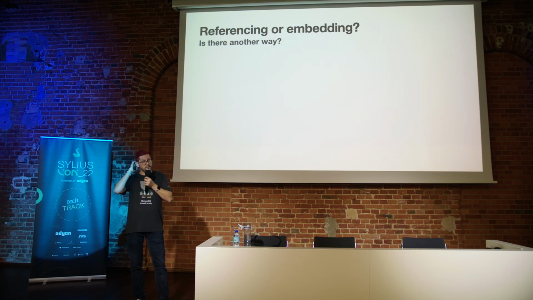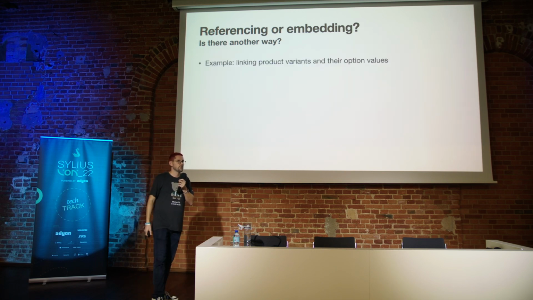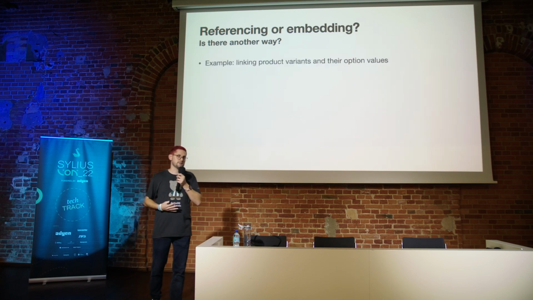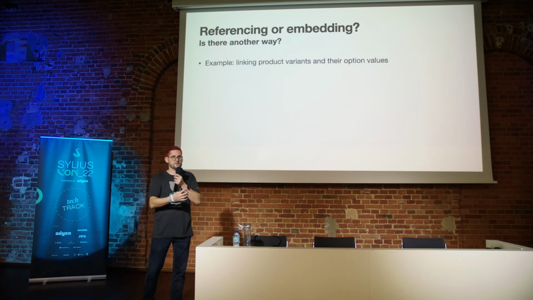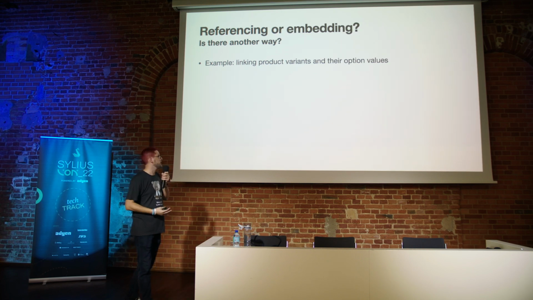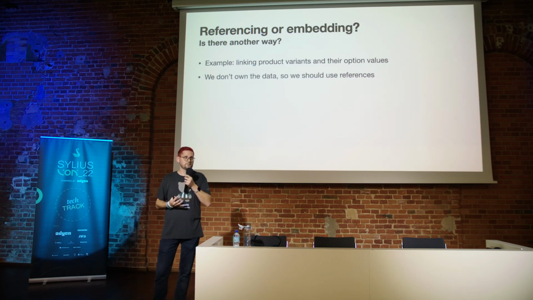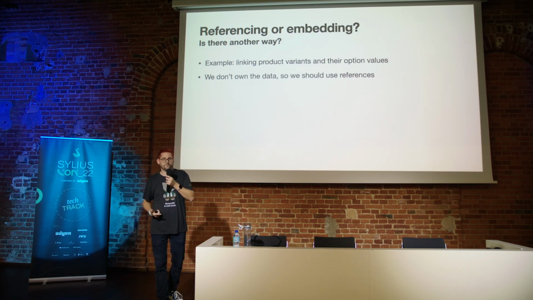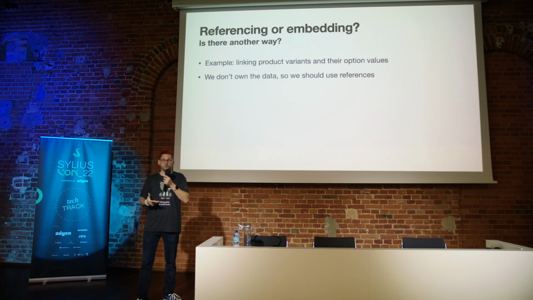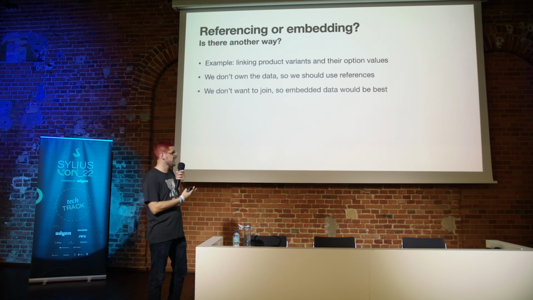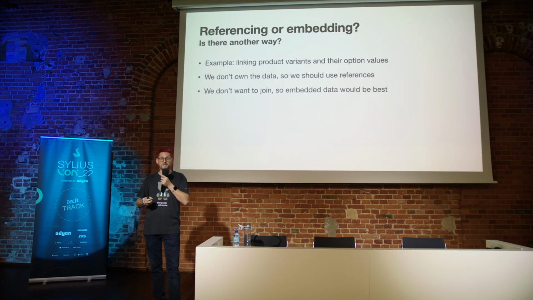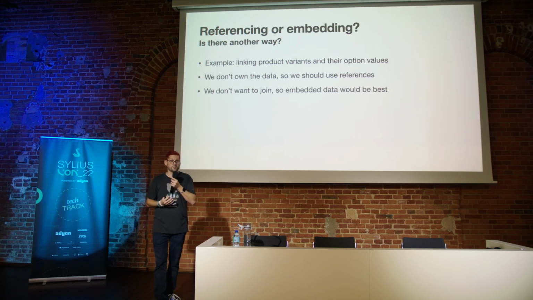So we talked about referencing documents or embedding them, but the question is, is there another way? For example, if we look at product variants, where we now have to link the product options, and the option values and tie it together, what can we do there? Because we don't own the data, we don't own the option, we don't own option values, we don't own the product, so we should definitely reference that data, right? Then on the other hand, we don't want to join on that because it's a lot of options potentially.